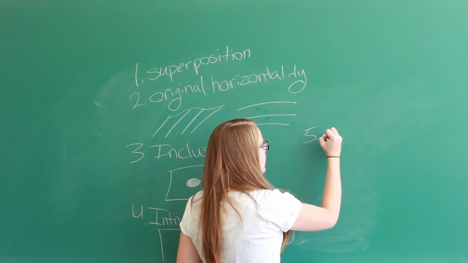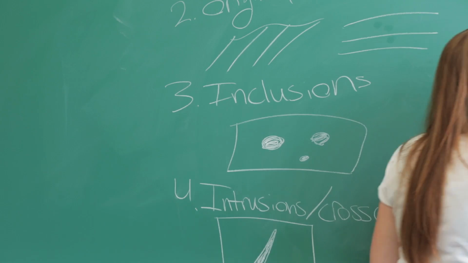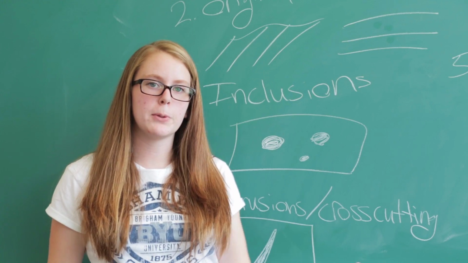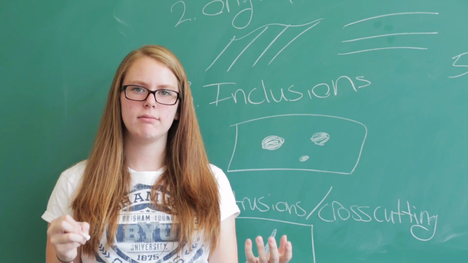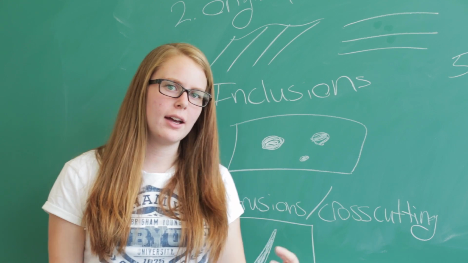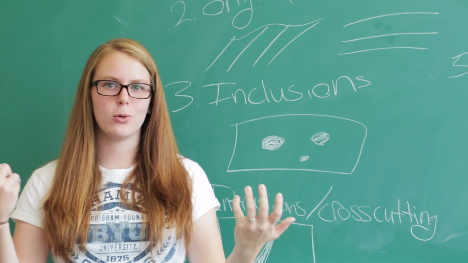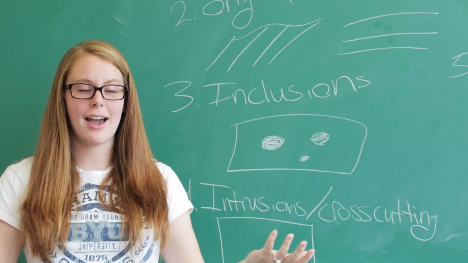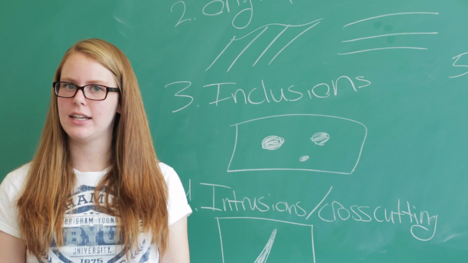Then lastly, we have faunal succession. This one is very similar to superposition, except you use fossils to determine which one is older or younger. Let's say that I have a dinosaur in one layer and a dog in another. We know that dinosaurs are way older than dogs, so any rock layer containing a dinosaur has to be older than a rock layer containing a dog.